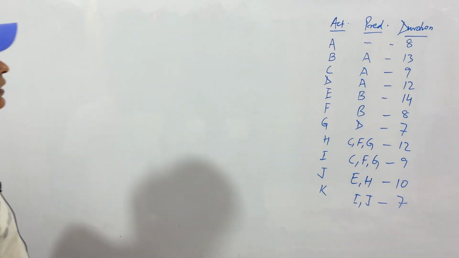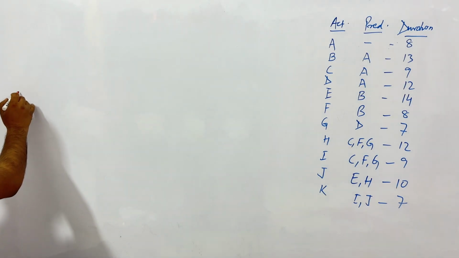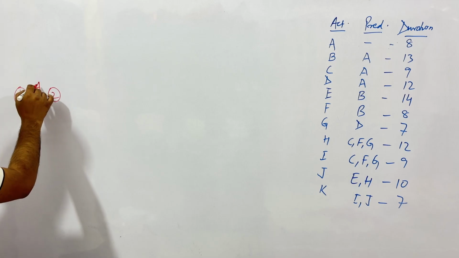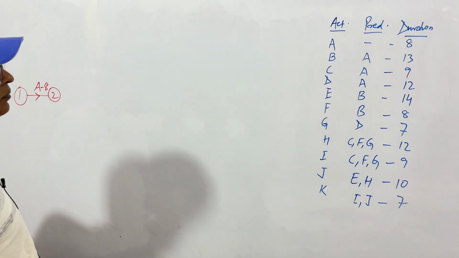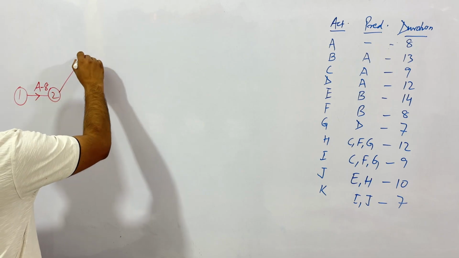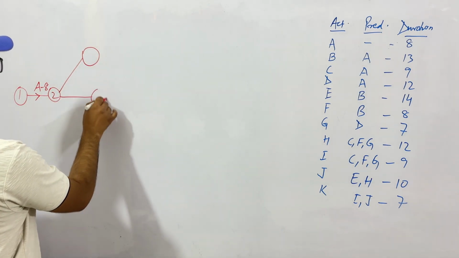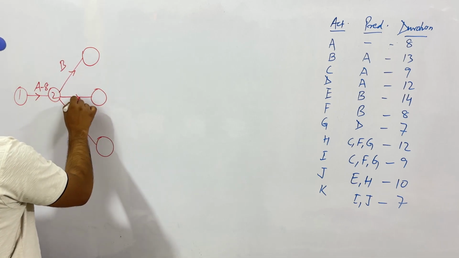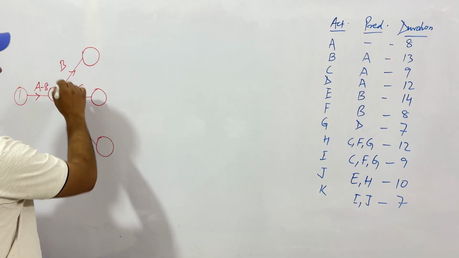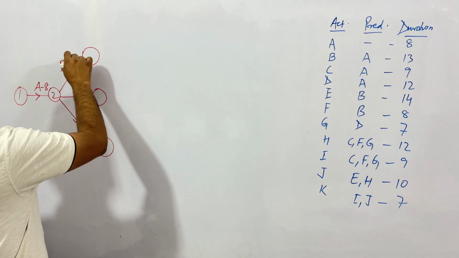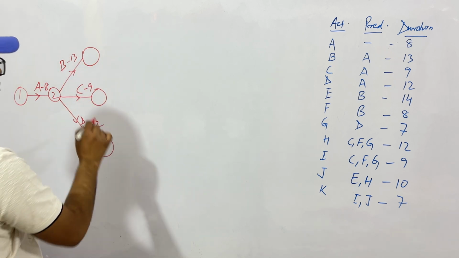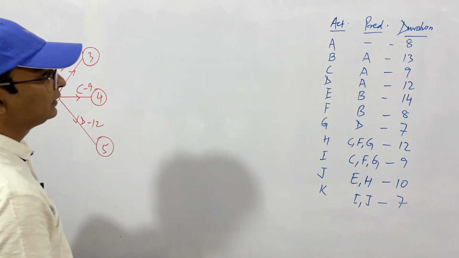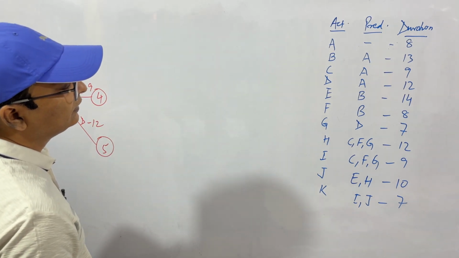Let's start. The first activity is A and the duration is 8. Then we have B, C, D after A. So this is B, C and then D. B 13, C 9, D 12. So 1, 2, then 3, 4, 5. So these are events 3, 4, 5. B, C, D. Okay.